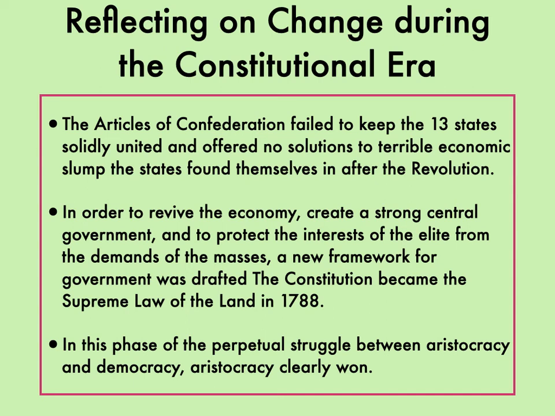So now, let's end by reflecting on change during the constitutional era. The Articles of Confederation failed to keep the 13 states solidly united and offered no solutions to terrible economic slumps that states found themselves in after the Revolution. In order to revive the economy, to create a strong central government, and to protect the interests of the elite from the demands of the masses, a new framework for government was drafted. The Constitution became the supreme law of the land in 1788. In this phase of the perpetual struggle between aristocracy and democracy, the aristocracy clearly won.